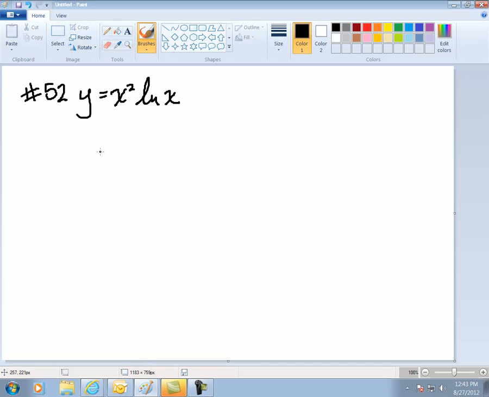Here I've got y equals x squared natural log of x. In this case, you can actually solve this one of two ways. I was thinking the product rule, but the product rule is what we're going to use. The product rule means I take the first thing, derivative of the second, and add the second thing, derivative of the first. I like to remember this rule as 1d2 plus 2d1.